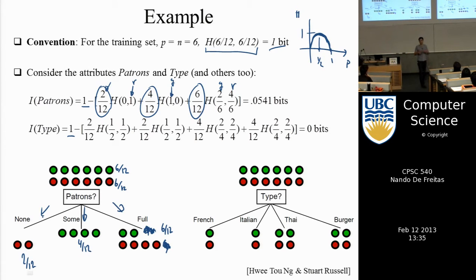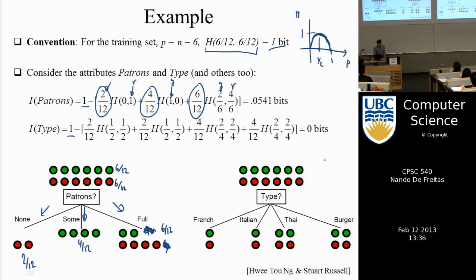Of course, we don't know when a new point comes in which leaf it will end up. But we do have estimates of the probabilities. And so essentially what we're doing is expected utility, where the utility in this case is entropy.